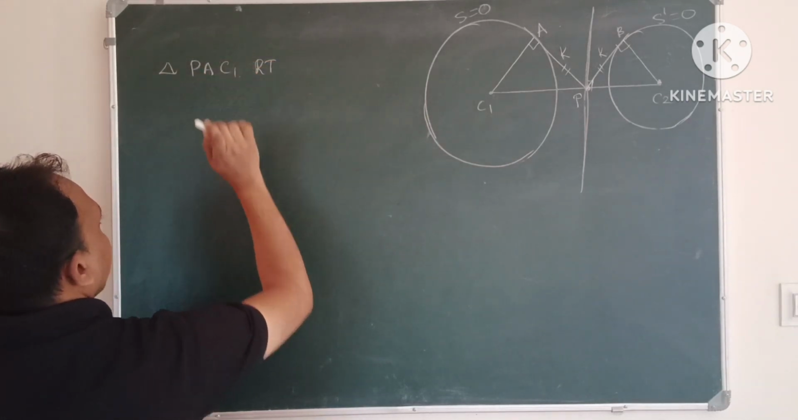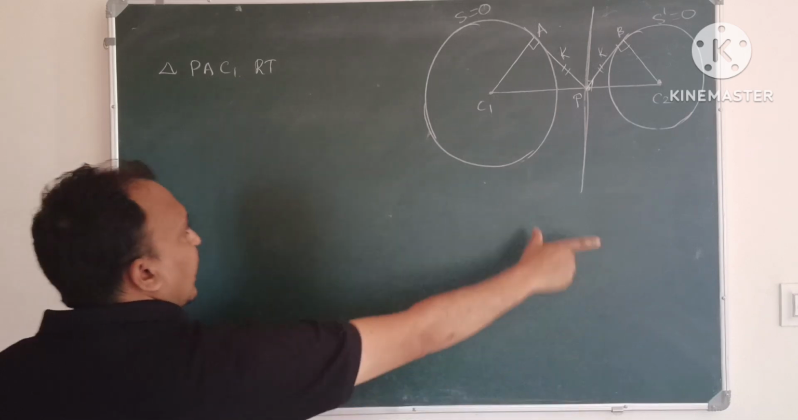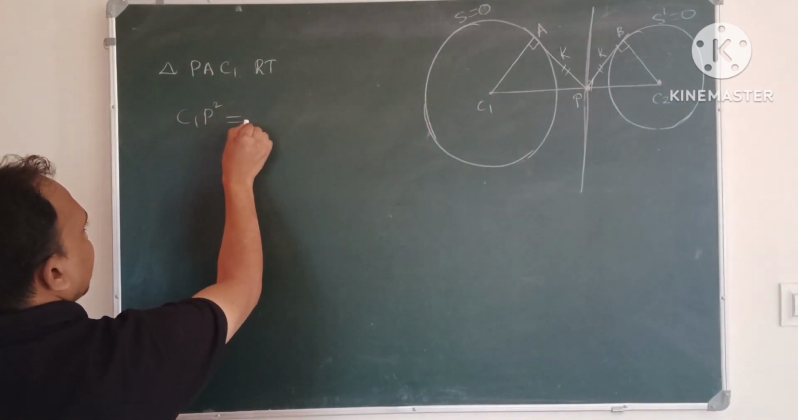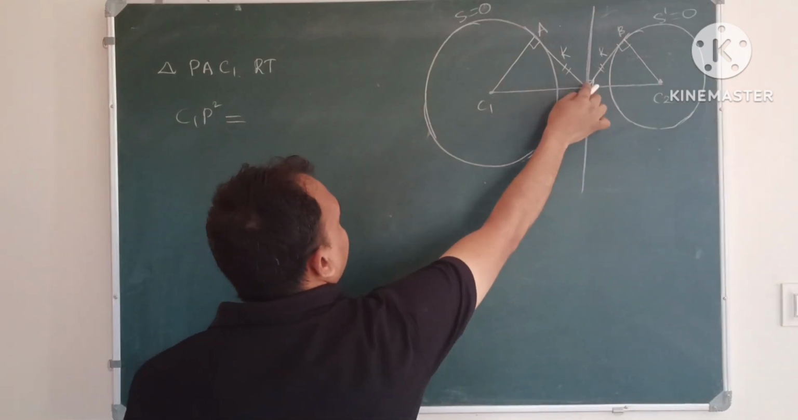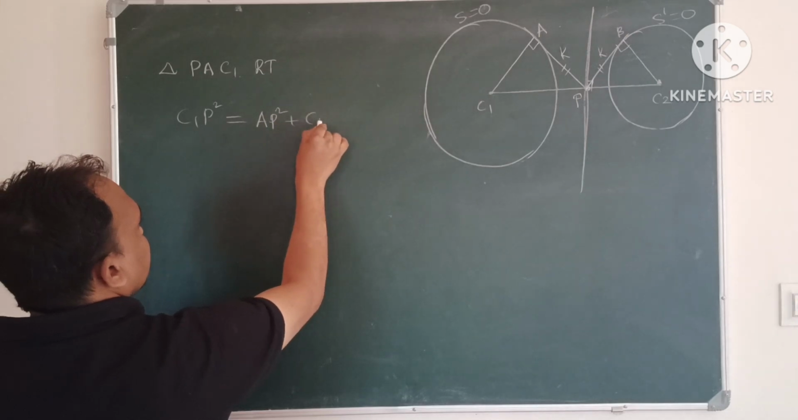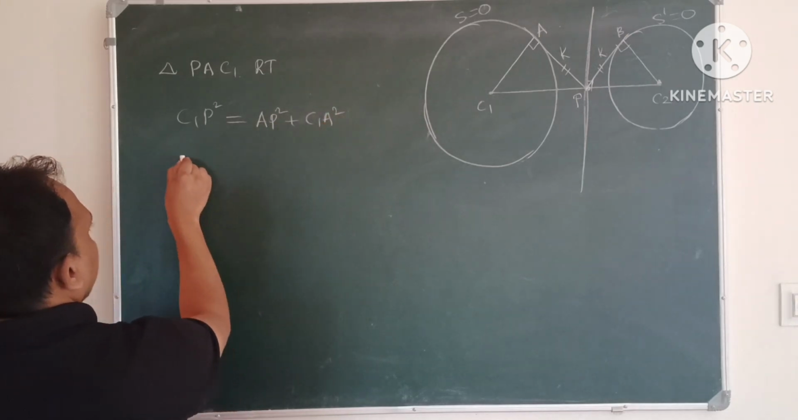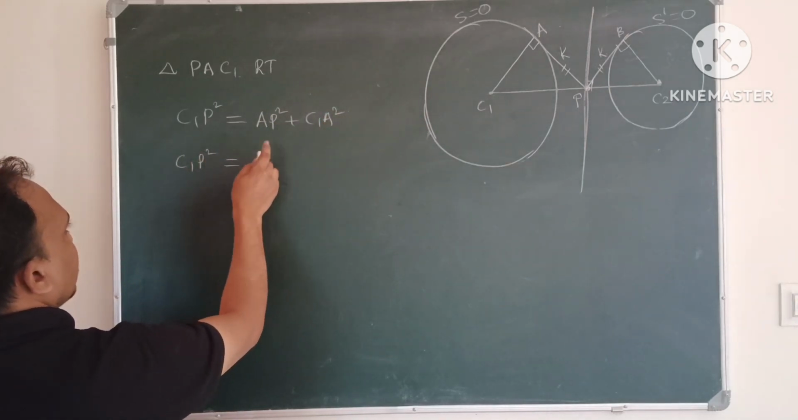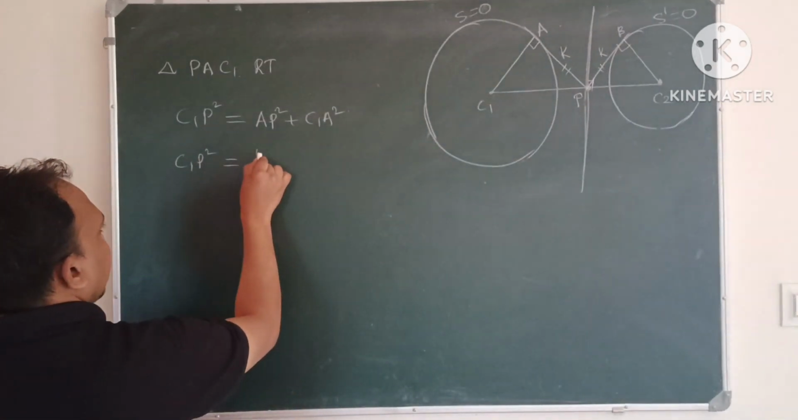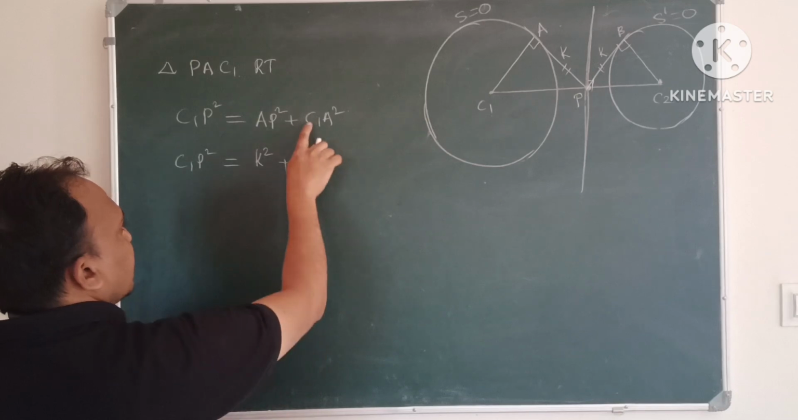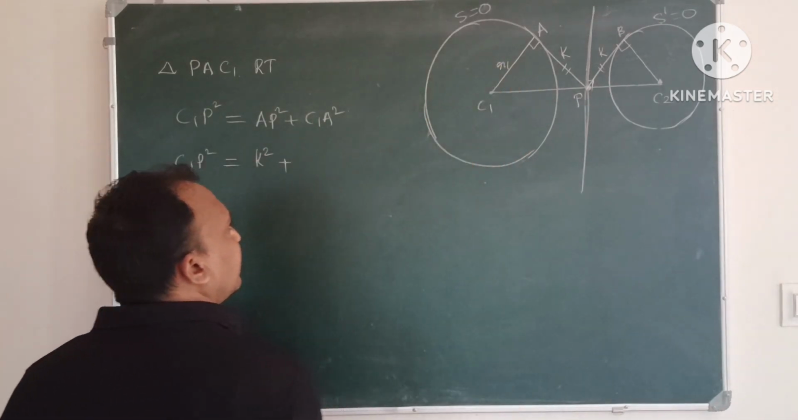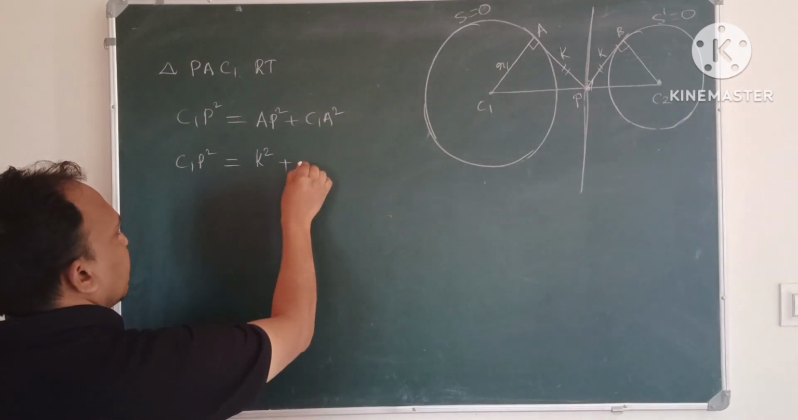In the right triangle, hypotenuse square is equal to the sum of the squares of the other two sides. That means C1P whole square is equal to AP square plus C1A whole square. AP is nothing but K, we have taken as K. So it is K square plus C1A square. C1A is the radius of the first circle, R1. So C1P square equals K square plus R1 square.